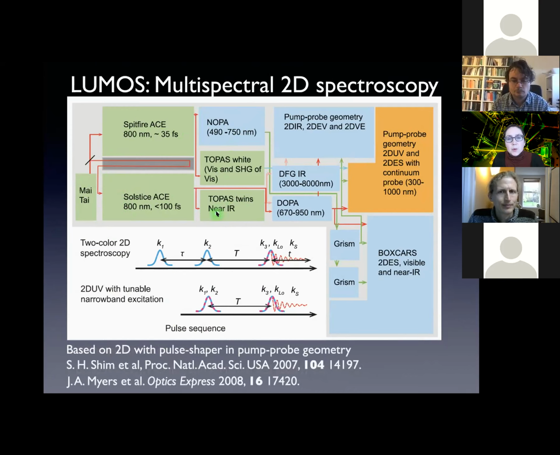And in order for this to be an easy to use facility, we primarily use 2D in the pump probe geometry using pulse shapers. So for the 2D IR, we're using a PhaseTech shaper with the approach pioneered by the Zanni group. And for the visible, we're using our approach that we developed using the Dazzler.